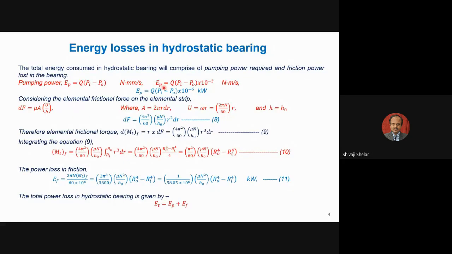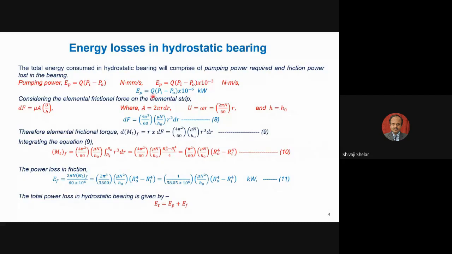So if you put this value Q in terms of millimeter cube per second, you can convert into Newton meter per second. For that, you can multiply by 10 raised to minus 3. So this value is nothing but watt. Suppose you want the energy utilized in pumping to be calculated in kilowatt. Then to this product, you can multiply by another 10 raised to minus 6.